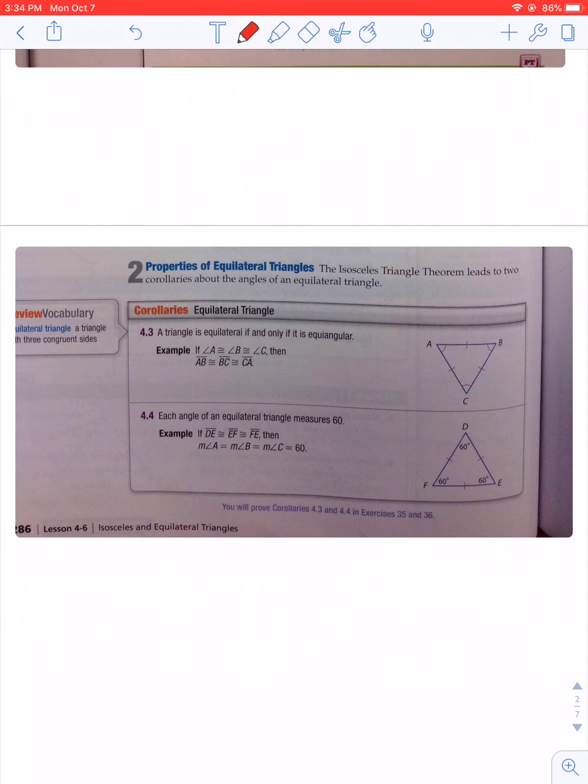And that's true because the triangle sum theorem tells us that all 3 angles have to add up to 180. So if they're all going to be the same size, you divide that evenly by 3, and you're going to get 60 degrees each, okay? So those are some important corollaries to know.